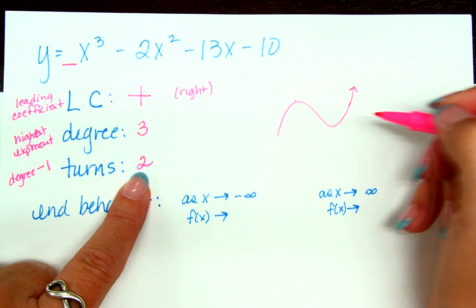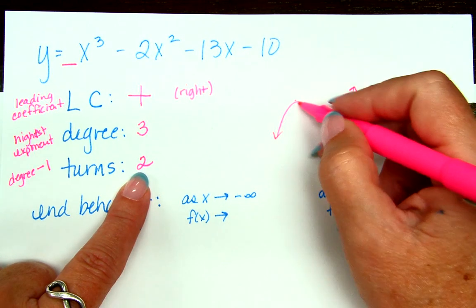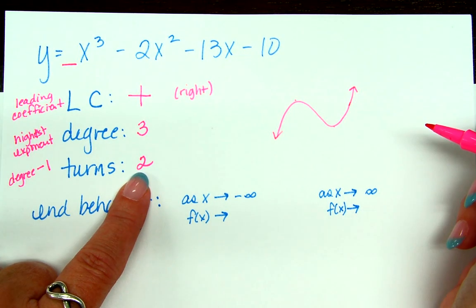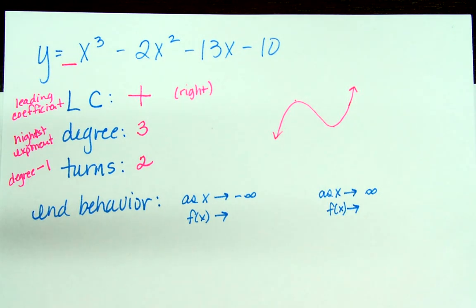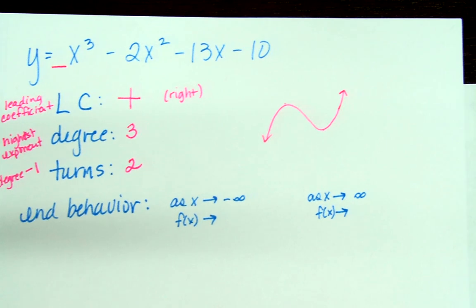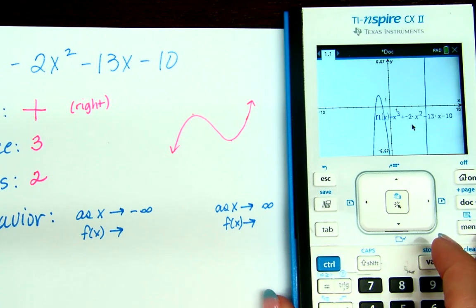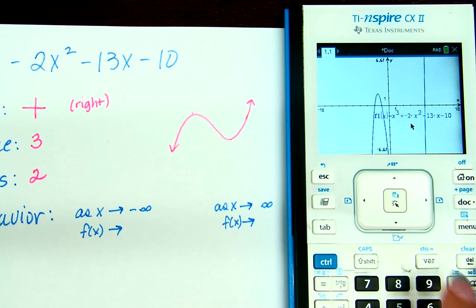1, 2. Do you see how it changes directions 2 times? That's what I mean by turns. Now, does this look exactly like the graph I showed you a second ago? No. Do I care that it's exact, though? No, we already said that, right?